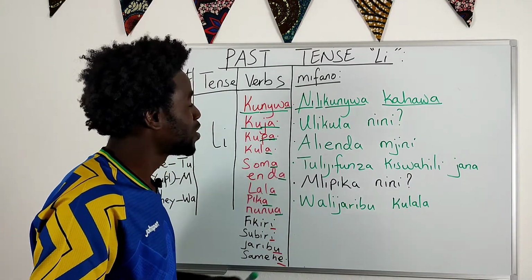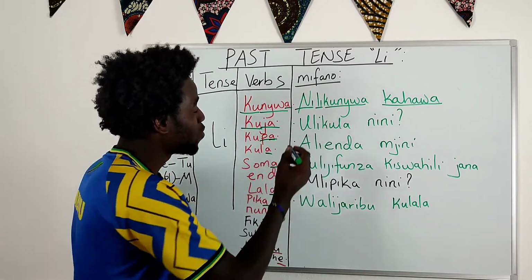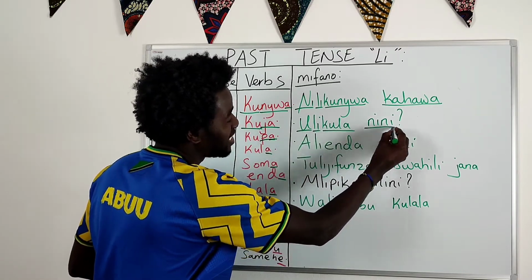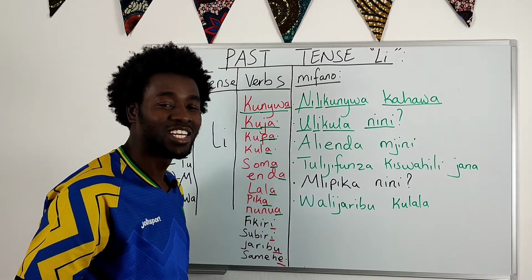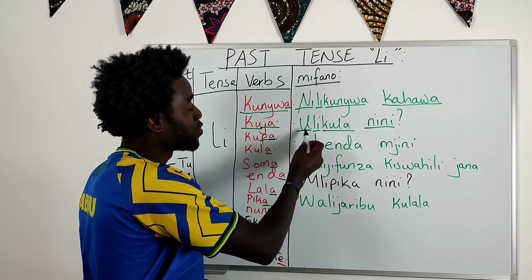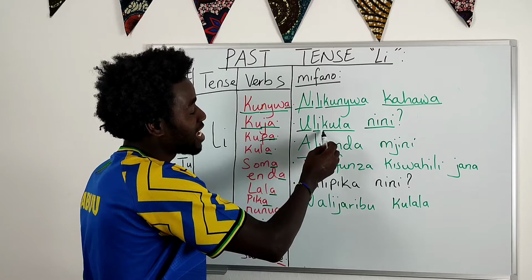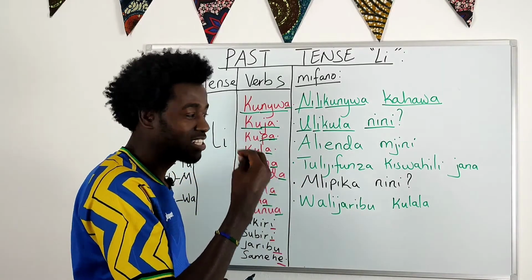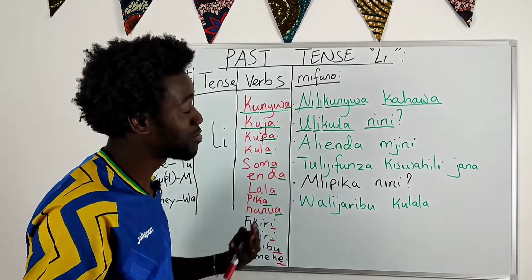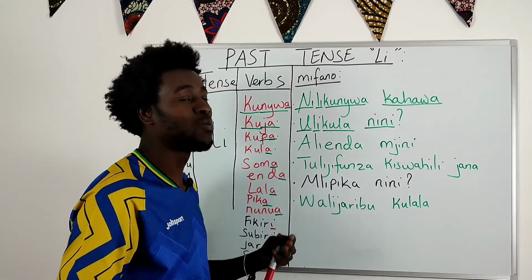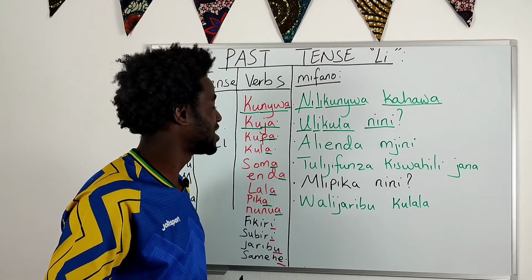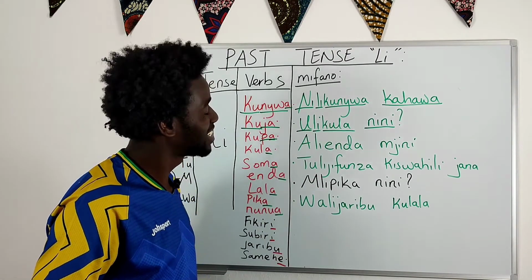Number two, ulikula nini. Ulikula nini. So u is the subjective prefix for you, and li tense, and kula, to eat or to take a meal, and nini, this is our question word, which is equivalent to the English question word what. So what did you eat? Ulikula nini.